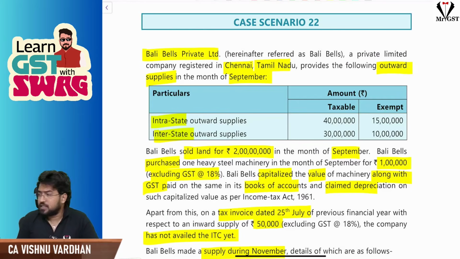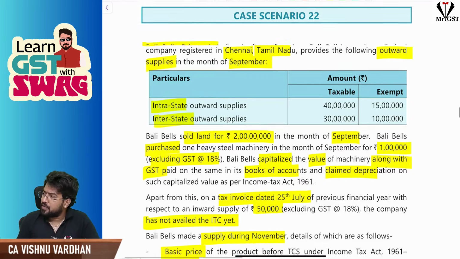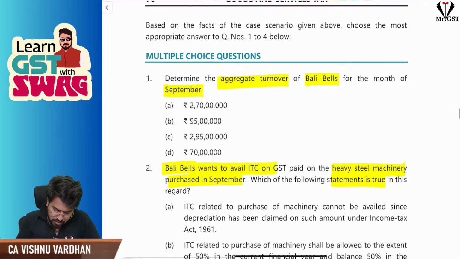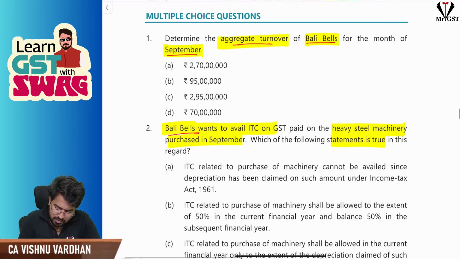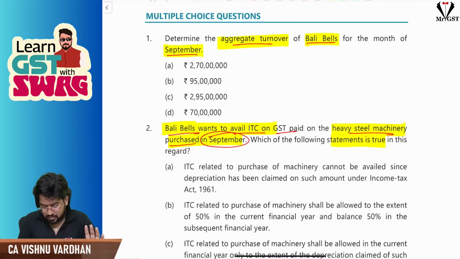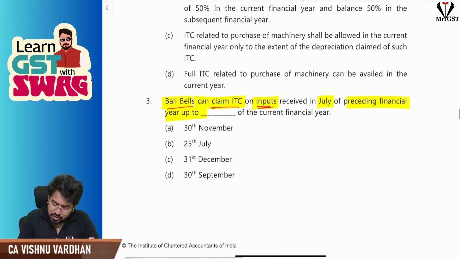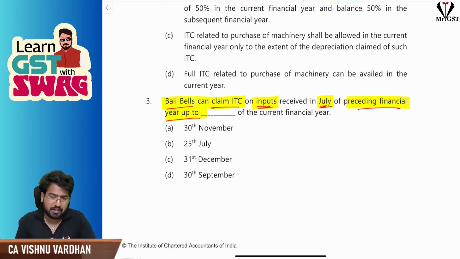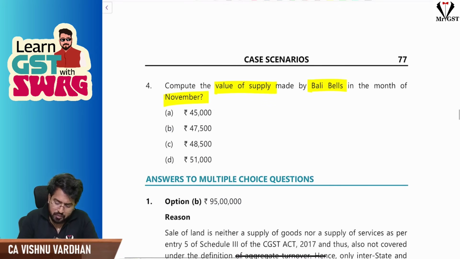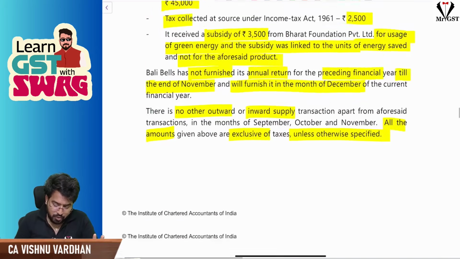So now coming to the next case scenario, here if you see, what are the questions? First one is aggregate turnover of Bali Bills for September month. Next, Bali Bills wants to avail ITC on GST paid on heavy steel machinery which they have purchased in September, which is the correct statement here. Bali Bills can claim ITC on inputs received in July preceding financial year up to. So deadline for taking ITC, Section 16(4) time limit. What is the value of supply of Bali Bills for the month of November? Okay, coming to the point here.